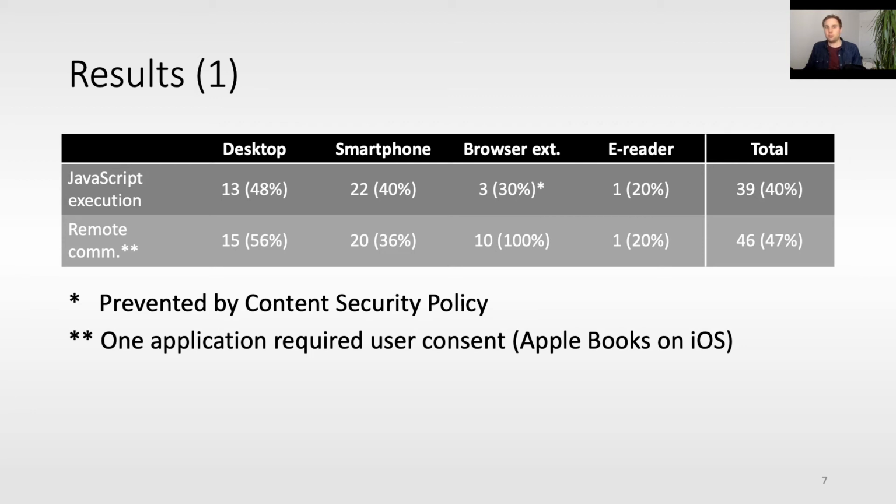As displayed here in this table, almost half of the evaluated reading systems execute embedded JavaScript. This number is the smallest for browser extensions and e-readers. With the former, in 7 cases, inline scripts were blocked by an active content security policy. With the latter, we suspect the engine is configured not to execute any embedded JavaScript. Also, about half of the reading systems allowed remote communication, of which only one required user consent. This means that almost half of the reading systems are not compliant with the Epub specification security considerations.